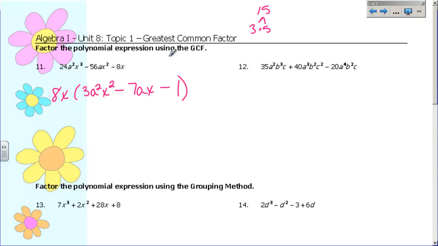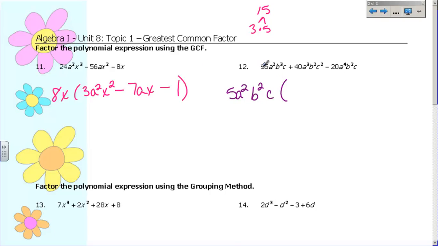Let's try another one. So I have 35, 40, and 20. The greatest common factor for those numbers is going to be 5. It is the largest number that will go into all 3. Now let's do variables. I've got a squared, a to the third, a to the fourth. A squared is the smallest, it's the GCF. B to the third, b squared, well b squared is the smallest, the GCF. C squared, c is the smallest, factor it out.